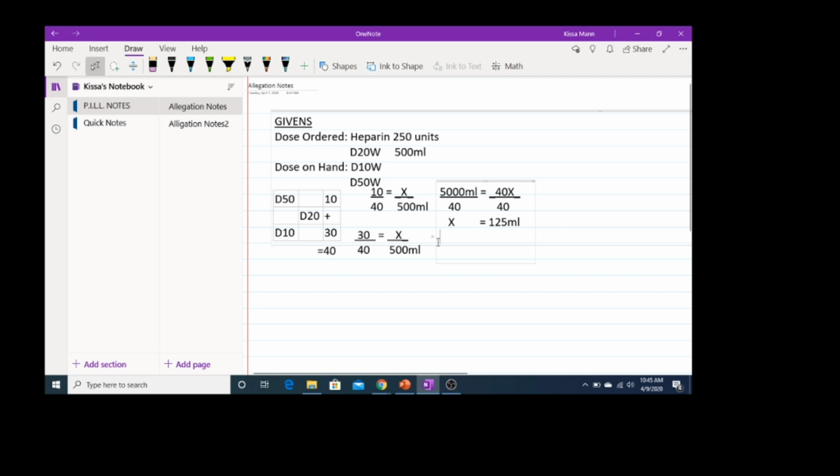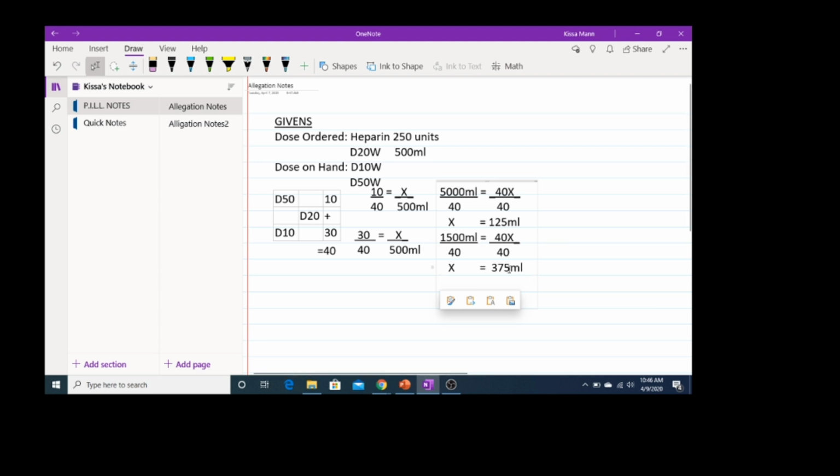We will cross multiply our ratio and proportion equation, and that will yield 30 times 500, which is 1,500 milliliters over 40. Oh no, we haven't solved for that yet. 1,500 milliliters is equivalent to 40 times x, which is 40x. Then we divide both sides by 40: 1,500 over 40, 40x over 40, to solve for our unknown. And that will yield 375 milliliters as our final volume for our dextrose 10%.